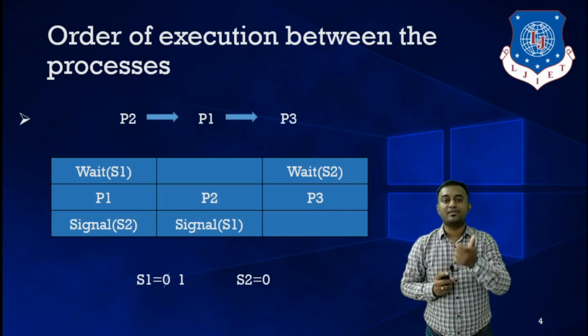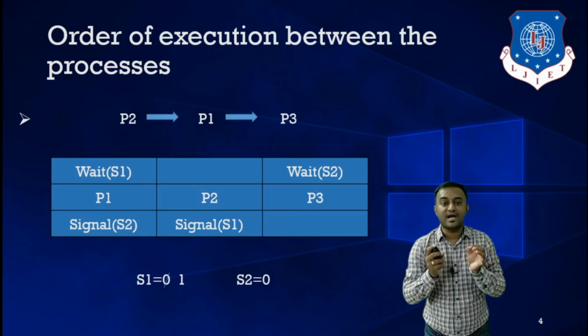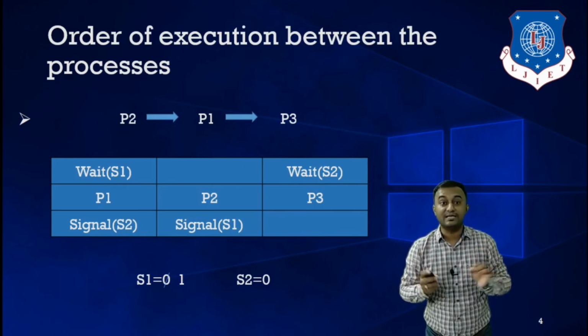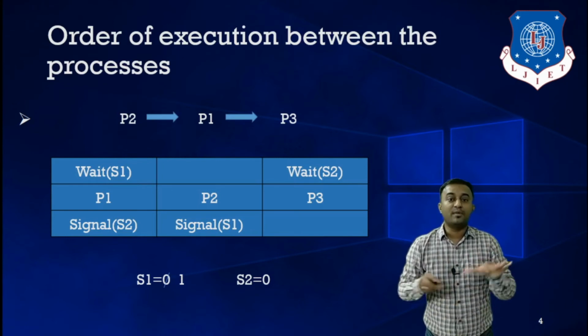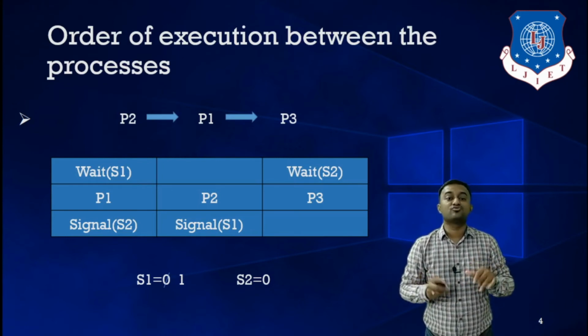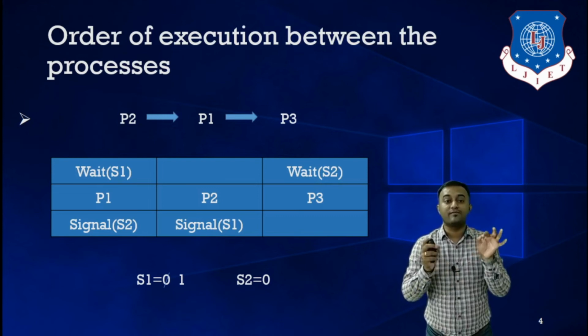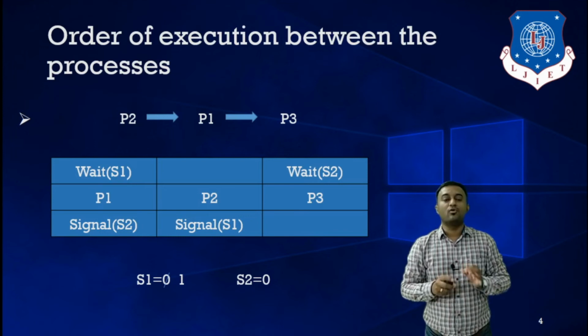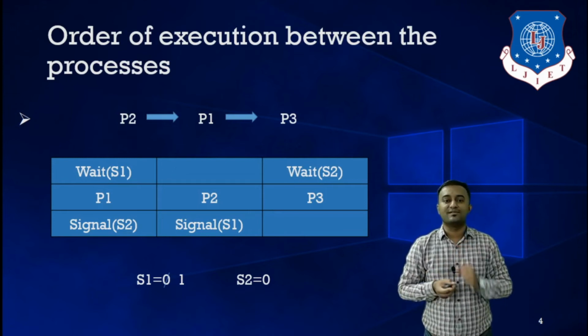So P2 would be executed first in this case, and once P2 starts its execution, even if context switching happens, still P1 or P3 will not have the chance to execute their tasks, because the values of S1 and S2 are not updated yet. Once P2 finishes its execution, it will execute signal of S1.